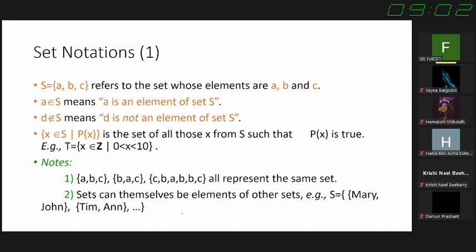Yes, please. Can you explain the ellipses again?